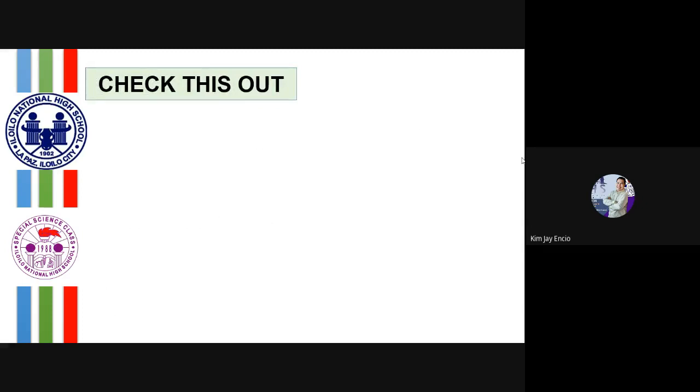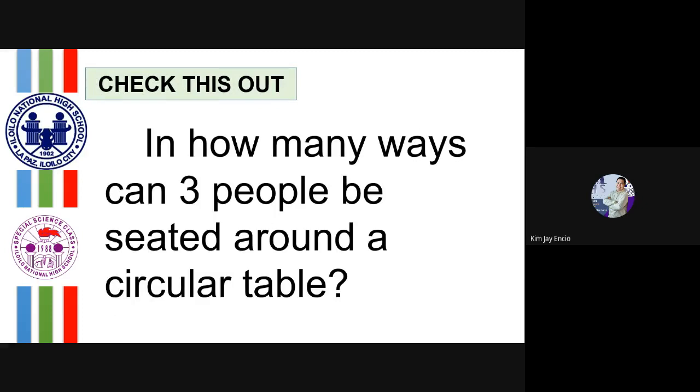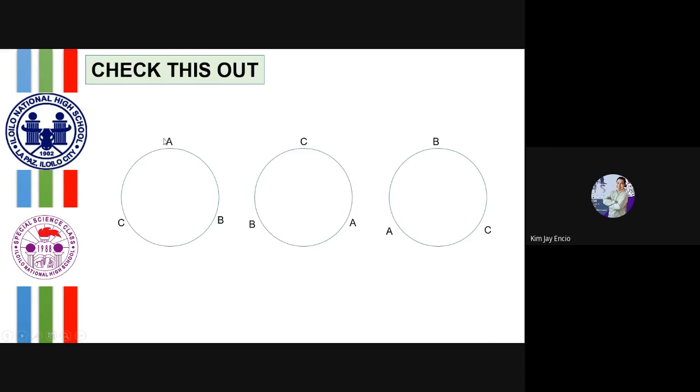Now, how about this? In how many ways can 3 people be seated around a circular table? This is a new topic related to permutation. So something circular. Let's say I have here A, B, C. This is one arrangement. And if you notice, if I rotate this by 120 degrees, the A will go here, the B goes here, the C, rotate 120, A goes to B. That's why B goes to the position of C, and C goes to the position of A. It will result in this circle.